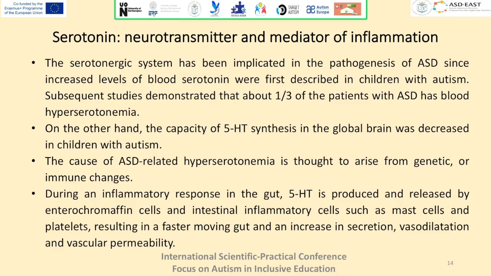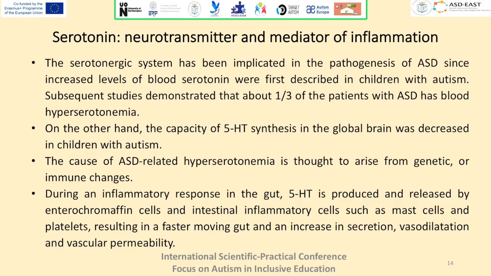Now I want to draw your attention to the role of serotonin, which is a neurotransmitter and mediator of inflammation. The serotonergic system has been implicated in the pathogenesis of ASD since increased levels of blood serotonin were first described in children with autism. Around 1/3 of the patients with ASD have blood hyperserotoninemia, 30 to 35% of persons. On the other hand, the capacity of 5-hydroxytryptamine synthesis, 5-hydroxytryptamine is serotonin, in the global brain was decreased in children with autism.